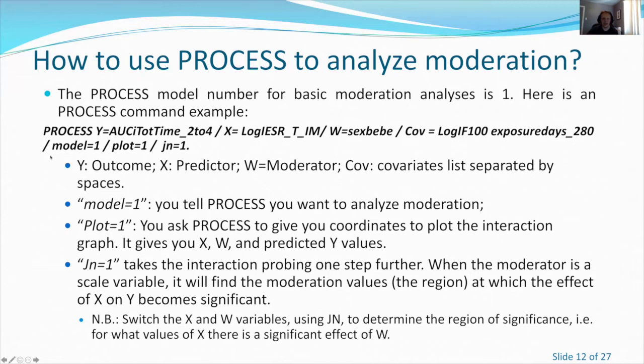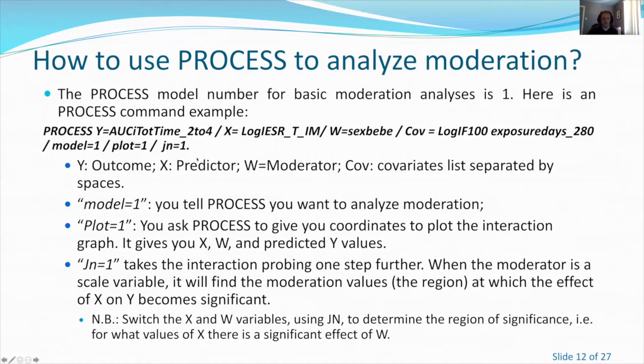And then you have the other arguments. Model equals 1 is the model number for moderation analyses. Plot equals 1 will tell SPSS that you want in your output a list of coordinates that you can use to easily plot your interaction graph. I'll show you where it is later in the upcoming slides.